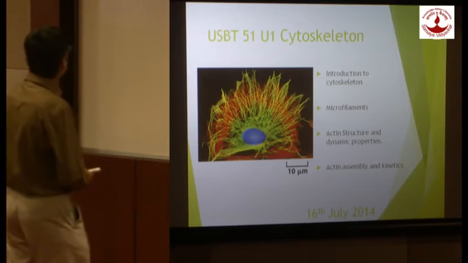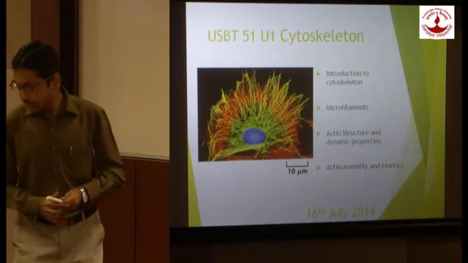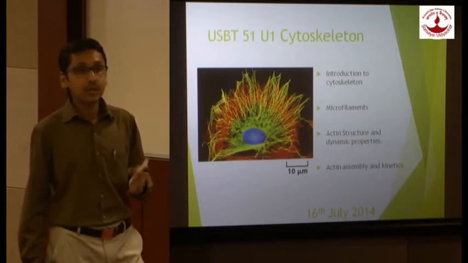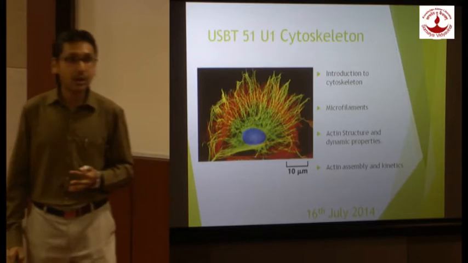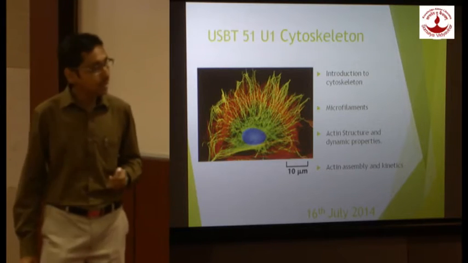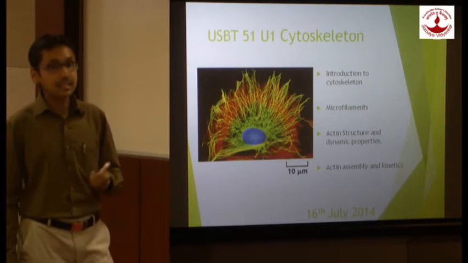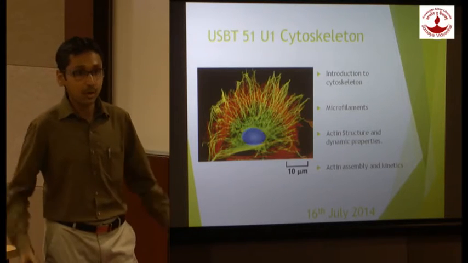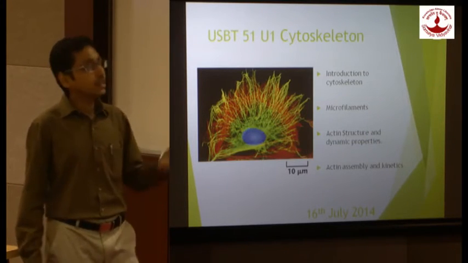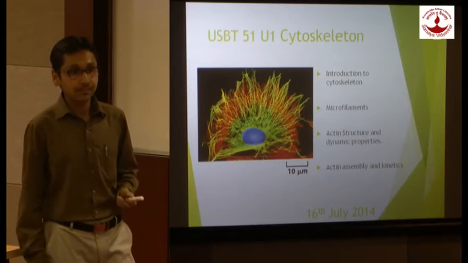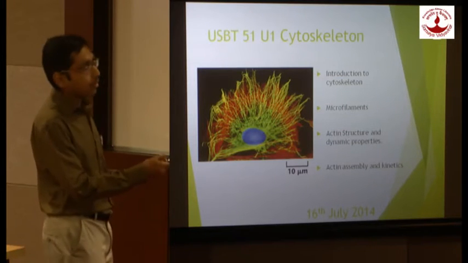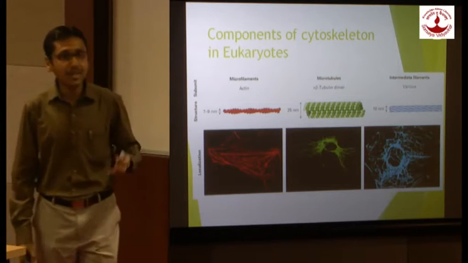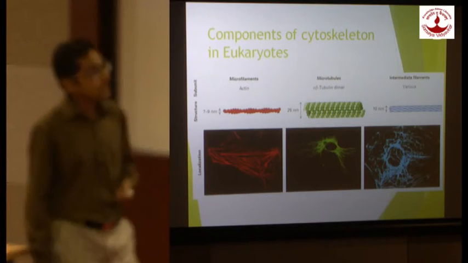Okay, so what is the cytoskeleton? The cytoskeleton is a network of protein polymers found in the cytoplasm of the cell. It is just as if you have an endoskeleton. What an endoskeleton is to a body, the cytoskeleton is to a cell. So we see what the components of the cytoskeleton are, what elements exist. There are three in particular.